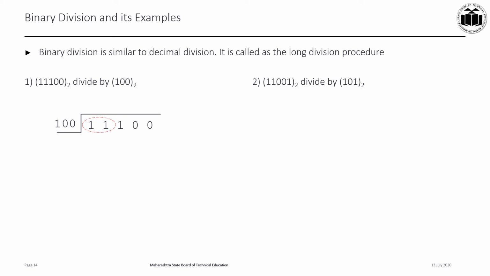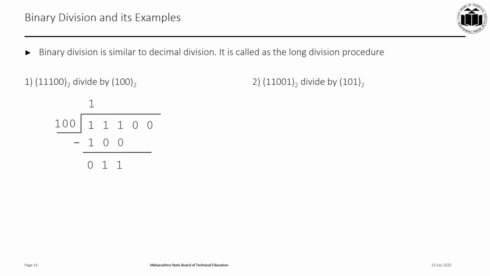Taking the first 2 bits of the dividend, it is a 1, 1. Again we see 1, 1 is less than 100. So division is not possible. Taking the first 3 bits of the dividend, it is a 1, 1, 1. Now 1, 1, 1 is greater than 100. So we can do the division. 100, which is the divisor, can be multiplied either with a 0 or a 1. Now let us multiply 100 with 1. So we will write quotient as 1. Now subtracting 100 from 111 as is shown here, we will get 0, 1, 1.